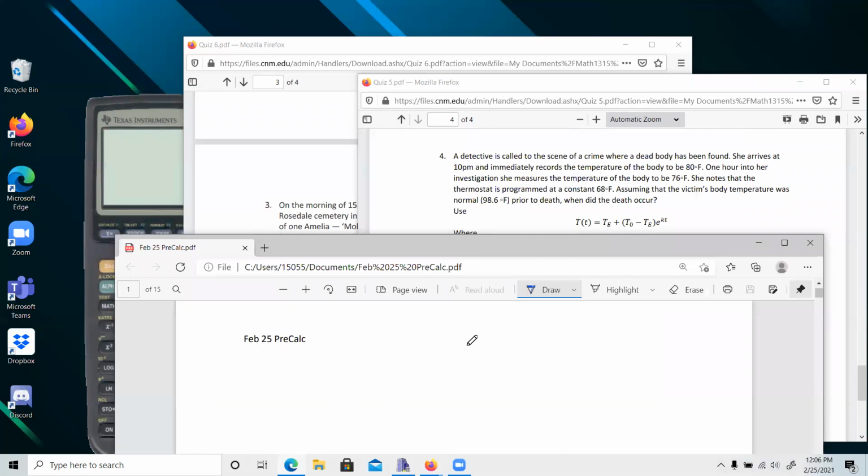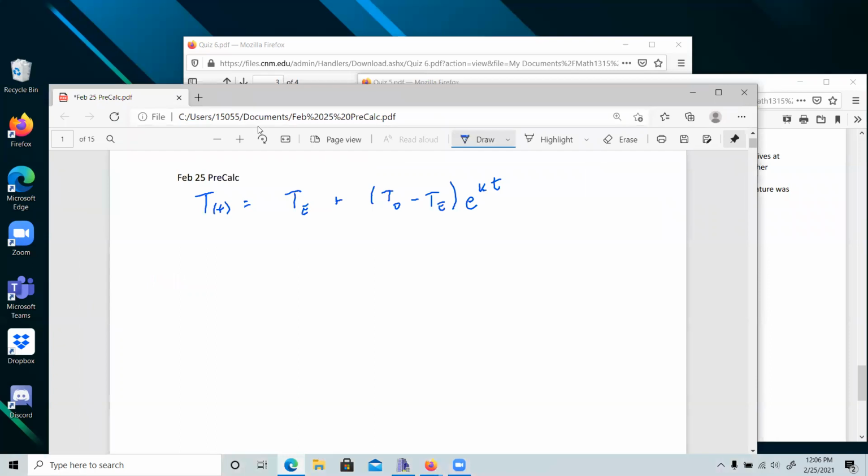The first thing I'm going to do is write down the pieces here. So we have T of t is equal to T sub E, that's the environmental temperature, plus T sub 0 minus T sub E, times e to the kt. Just as a note for your professional development, anytime somebody hands you a giant formula like this, before you start plugging in numbers, write down the formula with just the letters, and then you can start filling in the specifics.